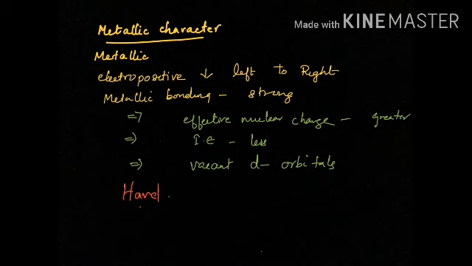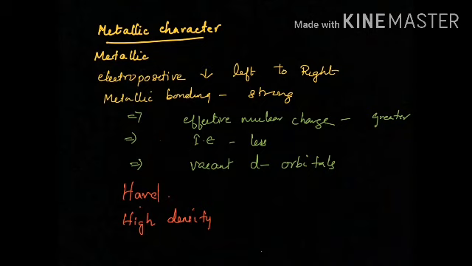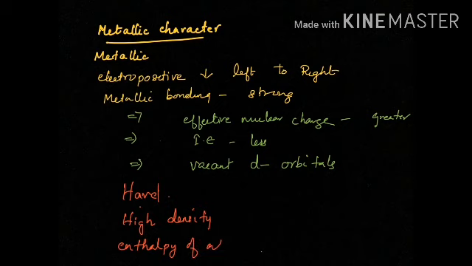They are very hard and they possess high density. Their density is very high. The next thing is their enthalpy of atomization. Their enthalpy of atomization is also high. Comparatively, it is very high. It is all because of the stronger metallic bonding.